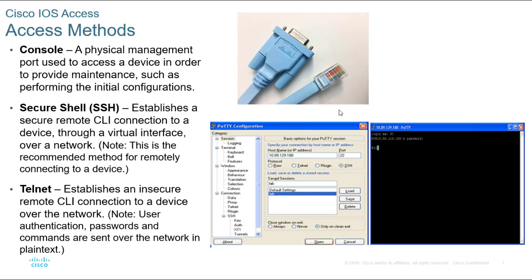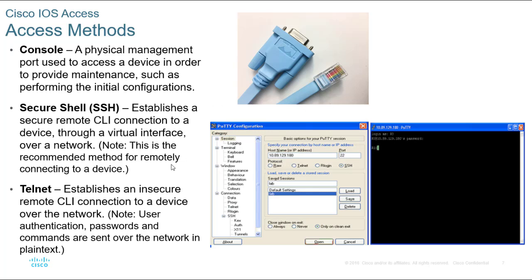You can use this to perform the initial configuration of the device, or if you're doing any really important configuration that you don't want to have messed up in case there's a network outage, you should use a console, an out-of-band connection. And to do that, you're going to use a terminal emulation software program. And we're going to talk about the terminal emulation program a little bit more in a minute.